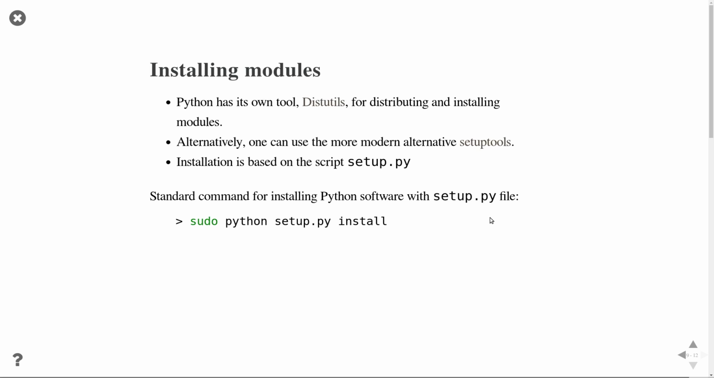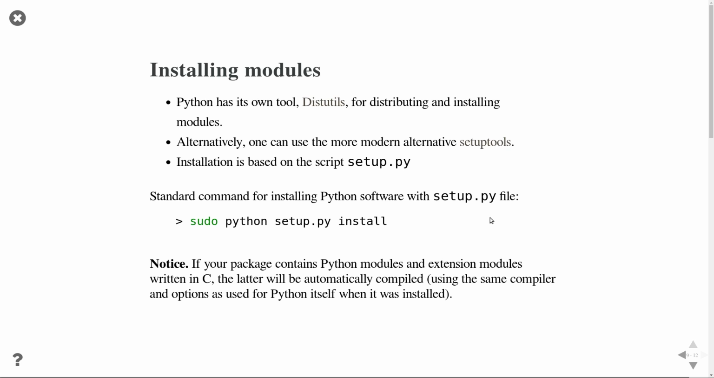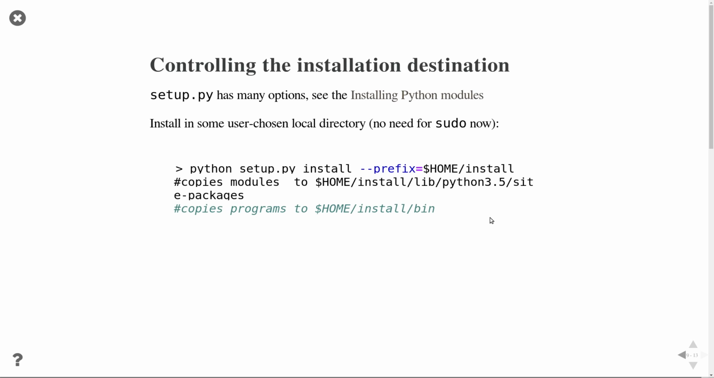Okay, so how do we install these modules? So we've created them, and maybe we give them to someone else, and someone else wants to use your module. And the way this works is that Python comes with its own tool called distutils for distributing and installing these modules. There's an alternative, which is supposed to be more modern, called setuptools, but for this course, we actually use distutils. And basically, when you want to install a module, you have this setup.py file, and you can call sudo python setup.py install, and that will then install your package and make it accessible, install it in the directories that are accessible to Python. You can also specify, by using this --prefix option, where the module should be installed.